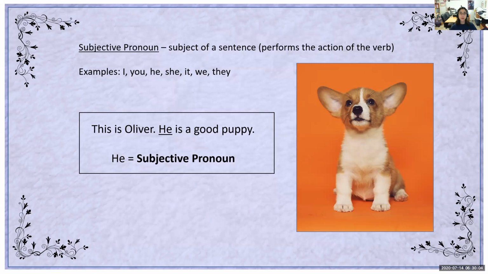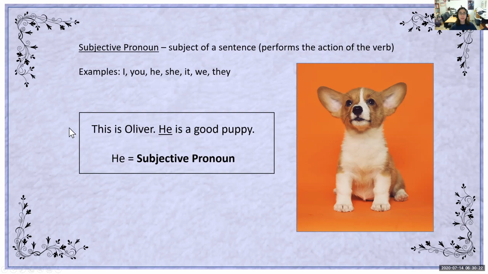Subject pronouns usually tend to come at the beginning of a sentence, but not always. For example, we could say, today we went to the park. We is the subjective pronoun, but it's not necessarily at the very beginning. So there are always exceptions. For this one though, it will be at the beginning of the sentence.